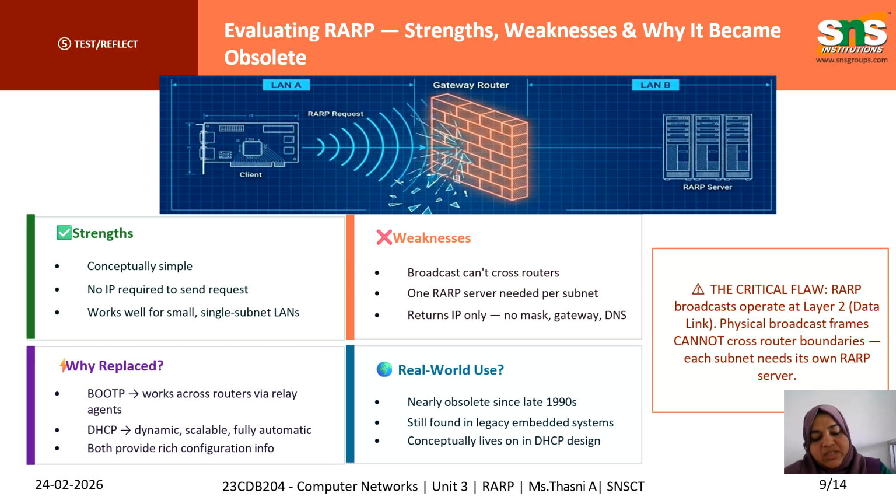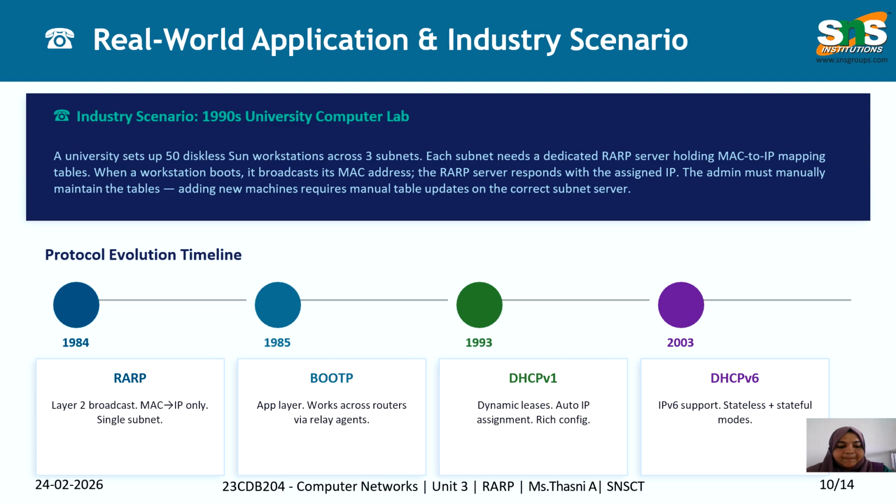In real-world use, RARP has been nearly obsolete since the late 90s and is still found only in legacy embedded systems, while conceptually living on in DHCP design. Its real-world application ran from 1984 to 2003. What we use now is DHCPv6, with IPv6 support.